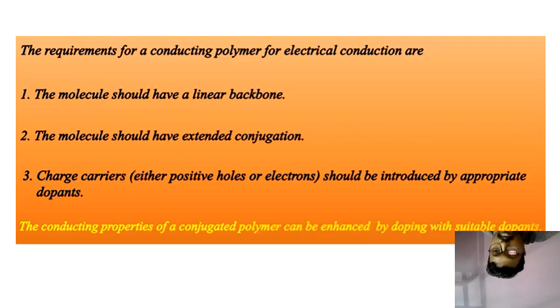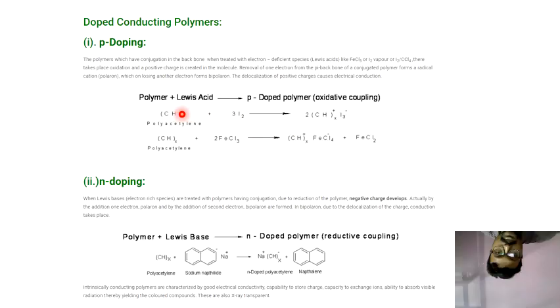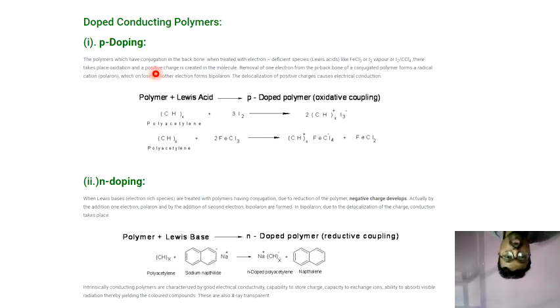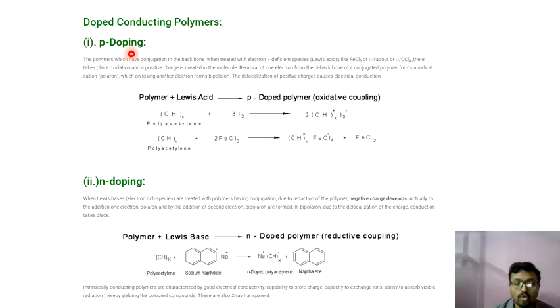Okay. Now what are the dopants? There are two types, p doping and n doping. P doping means creating positive charge, or creating holes, in the polymer. N doping means creating negative charge, which means extra electrons in the polymer. So if we react the polymer with some Lewis acid to make p doping, in p doping we have to create a hole, or some electron deficiency, in the polymer. So we have to add some positive charge in the polymer.